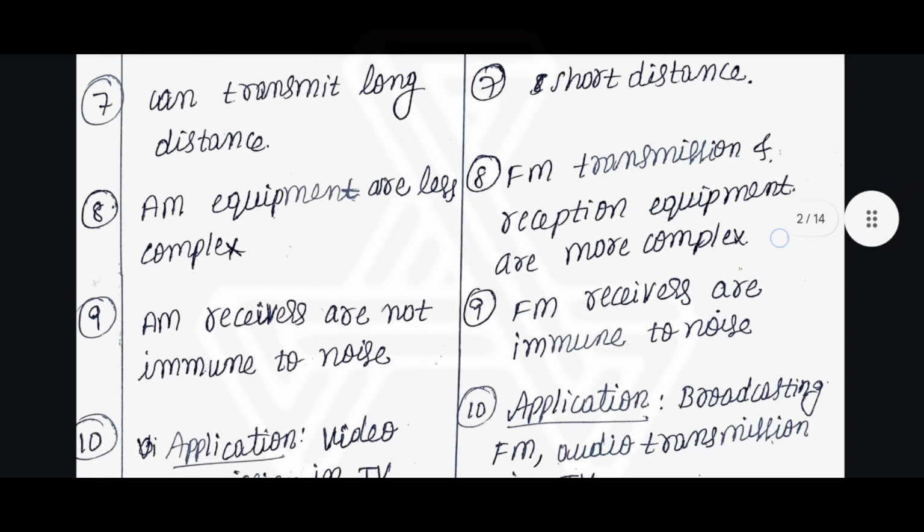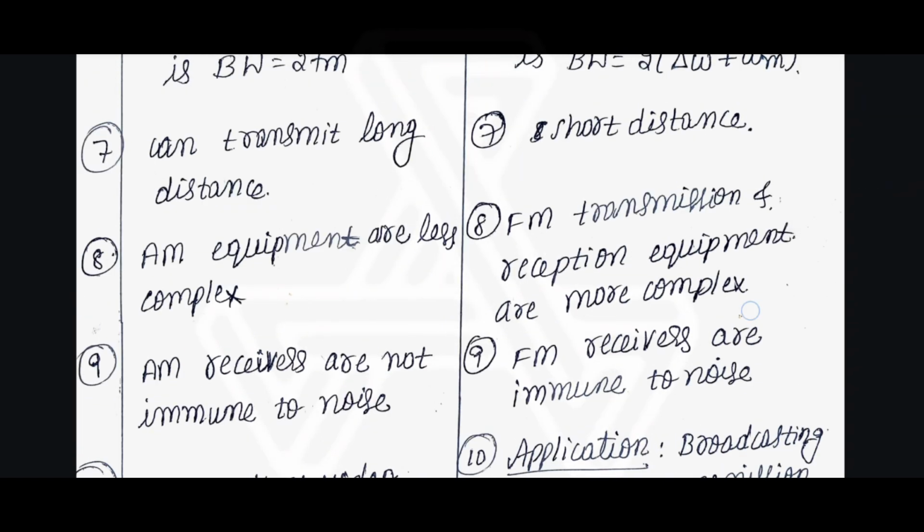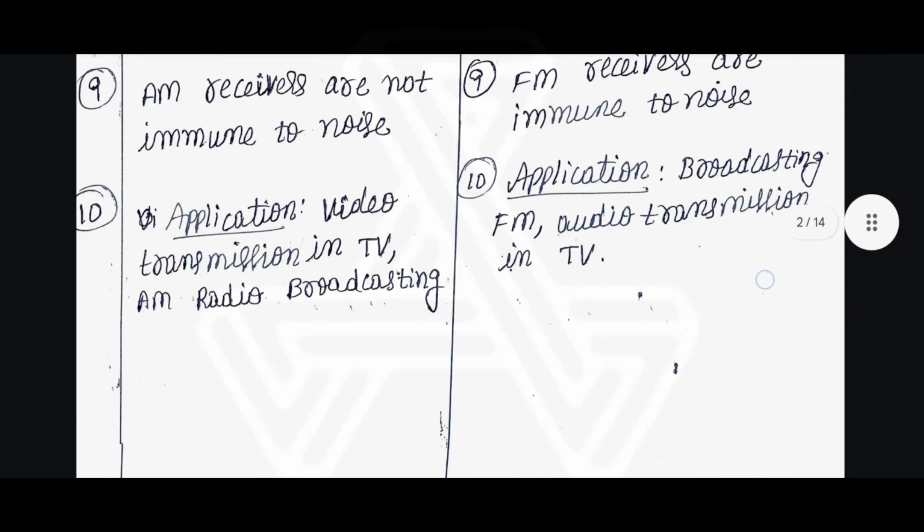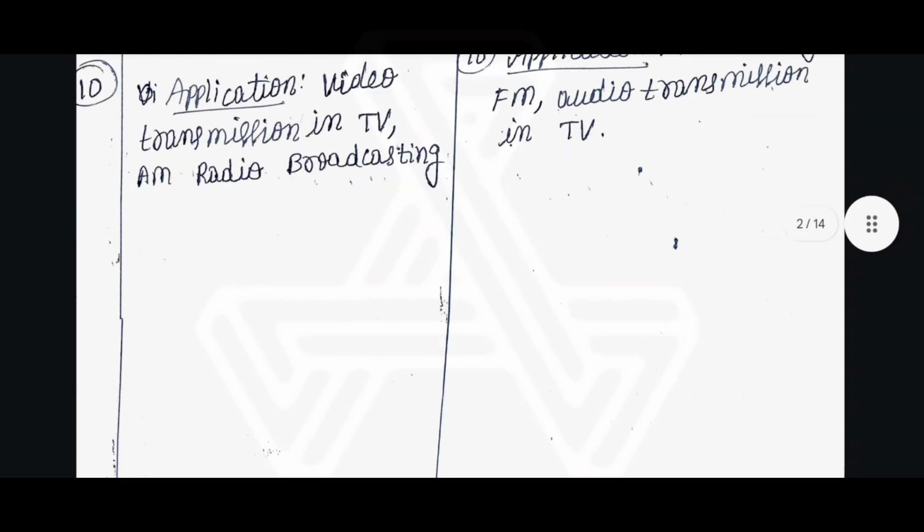AM can transmit long distance, FM short distance. AM equipment is less complex. FM transmission and reception equipment are more complex. AM receivers are not immune to noise. FM receivers are immune to noise. Application of AM: video transmission in TV, AM radio broadcasting. Application of FM: broadcasting, FM audio transmission in TV.